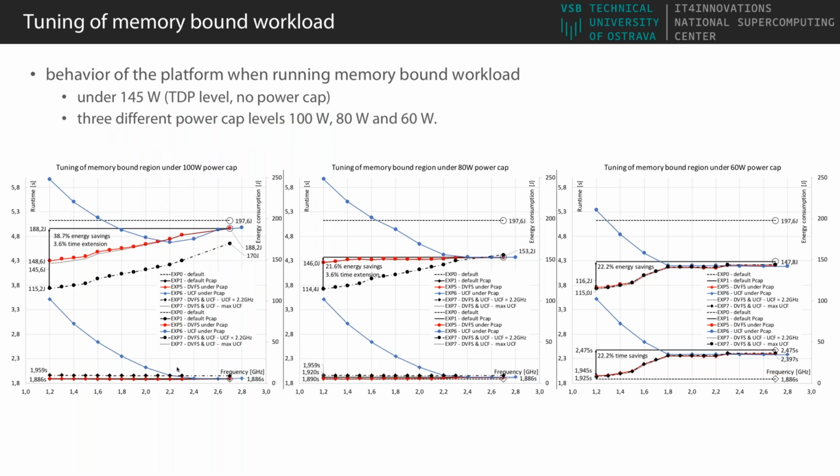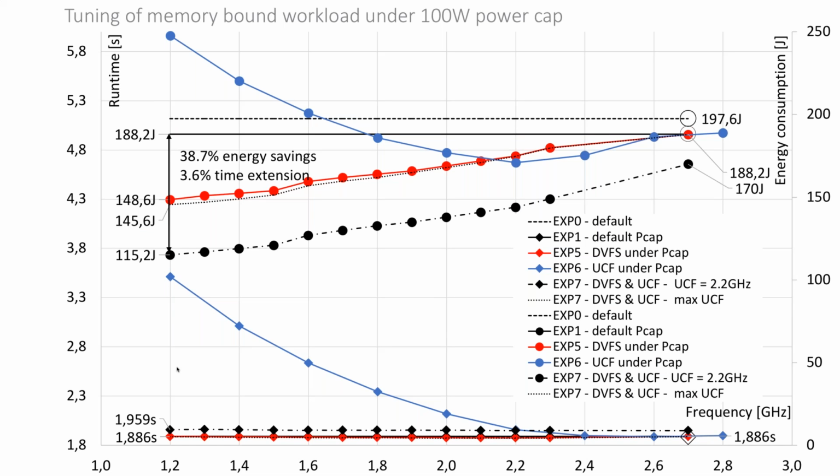And now let's take a look at the memory bound workloads, which are actually more often found in real world applications. So let's start again with the 100 watts experiment, and we can see that I have denoted two options. We can save up to 40% of the energy, but at the cost of, let's say, a 3.6 runtime penalty. And we can pretty much just maintain the optimal performance.